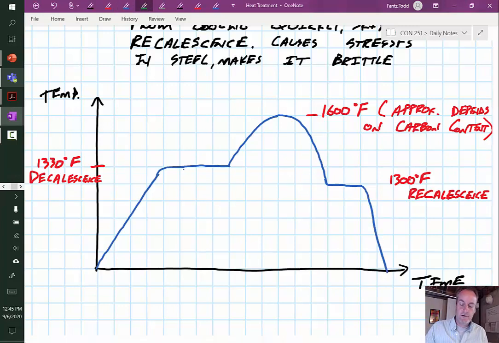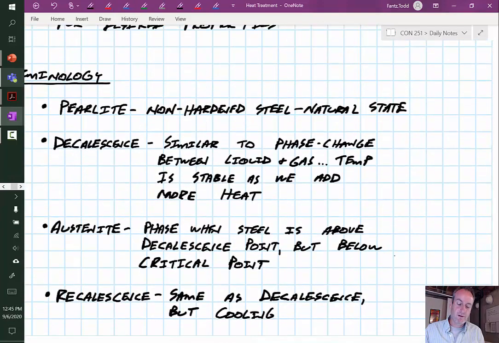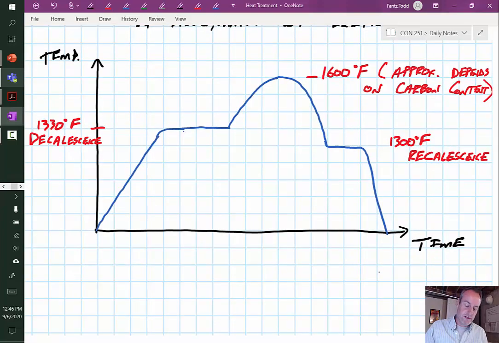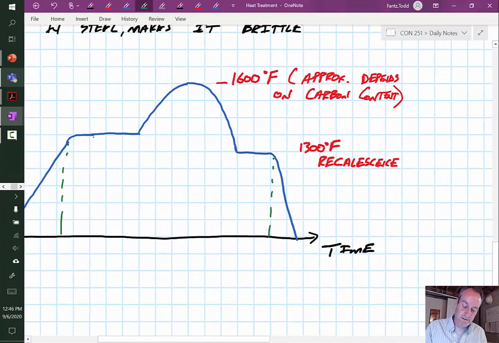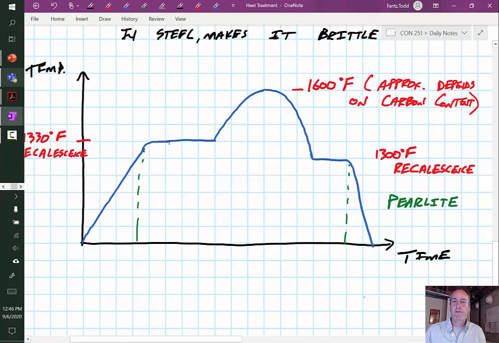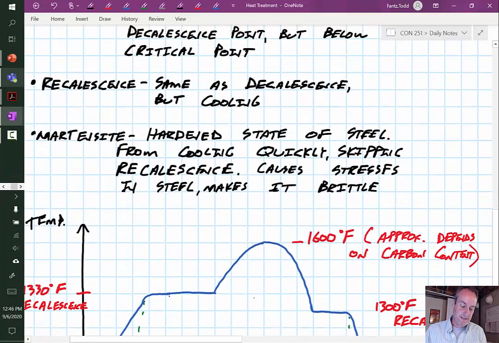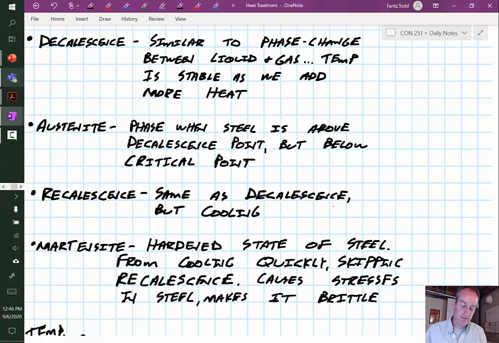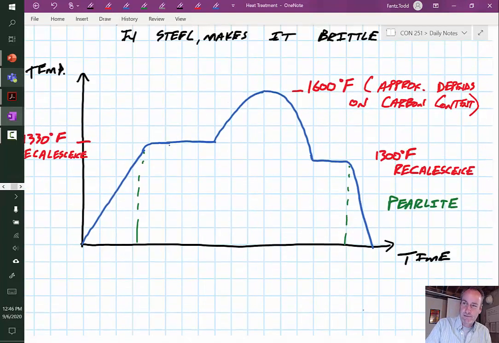So we defined this term earlier, pearlite, and that was the non-hardened steel, its natural state. So we're starting, if you think about it, over here in this pearlite state, right? Everything over here or below that point, and same thing over here. So this is where we are in this pearlite state. Now once we get up to that phase change, or right above our decalescence point, we've moved into a new state, and that state is our austenite. Remember when I said that was the phase when steel is above the decalescence point but below critical? So that is up here.